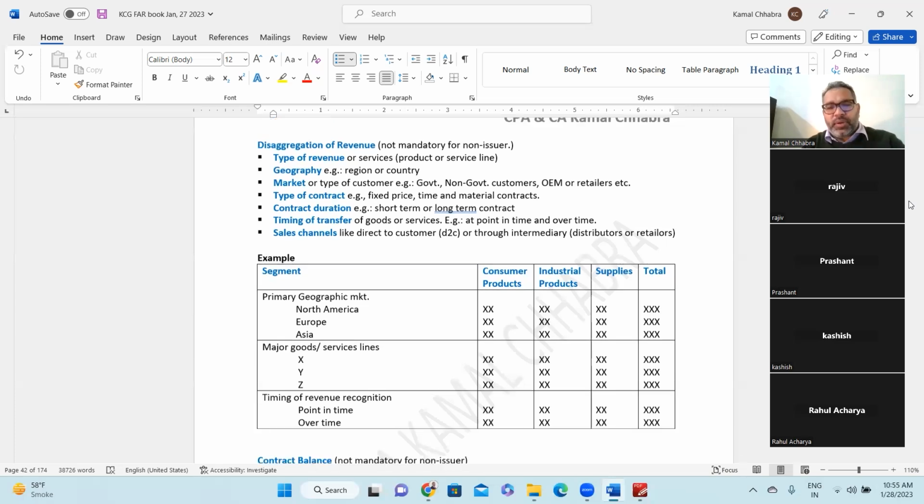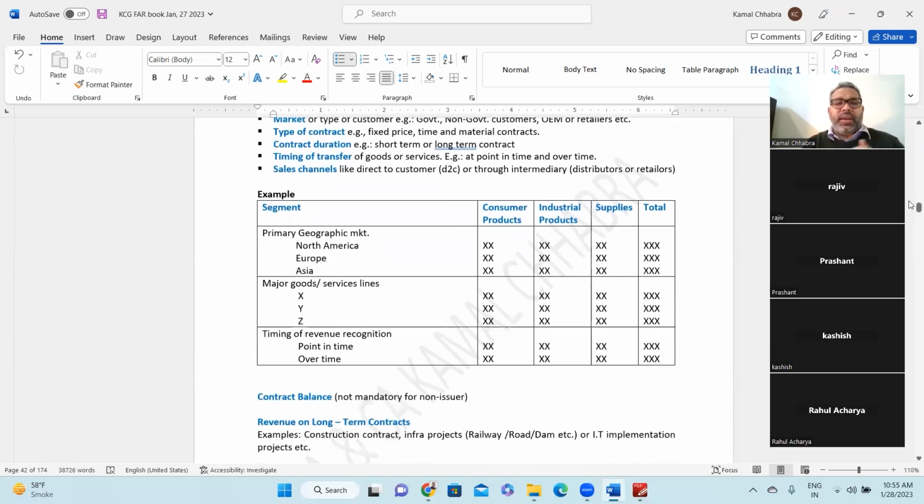If you see the example over here, segment, if you have seen like primary geographical segment, major goods and services, timing of revenue. If you see the segment side, we have consumer product, we have industrial product, we have supplies, and the total sales. So this way you can represent the disaggregated revenue analysis. If you see the geographical wise allocation of revenue, North America, Europe, Asia market, how much is the sales of consumer product, how much is the sales of industrial product, how much is the sales of supplies, right?